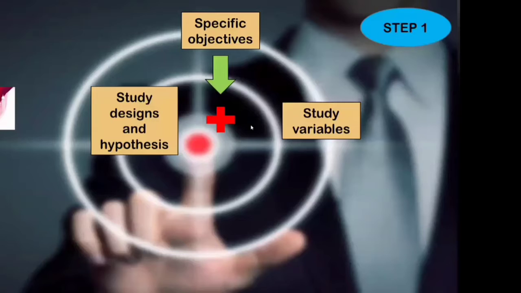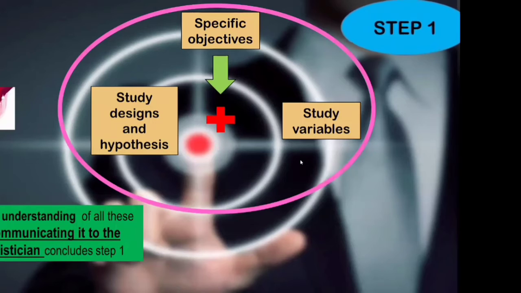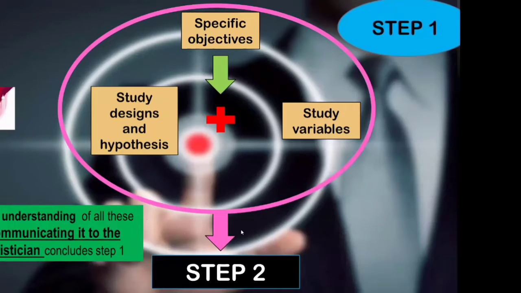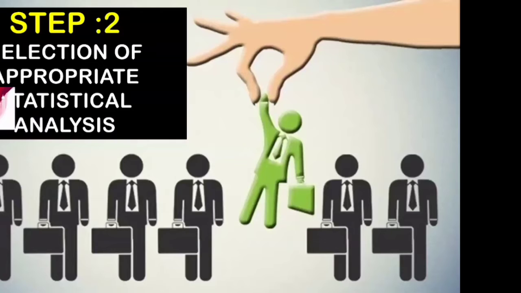Now, summing up, you have your specific objectives along with your study design and hypothesis and study variables. All these things conclude your step 1. Now, if you're going to communicate these steps to your biostatistician, he will go for the step 2. Remember, step 1 is very important and step 2 is very easy.